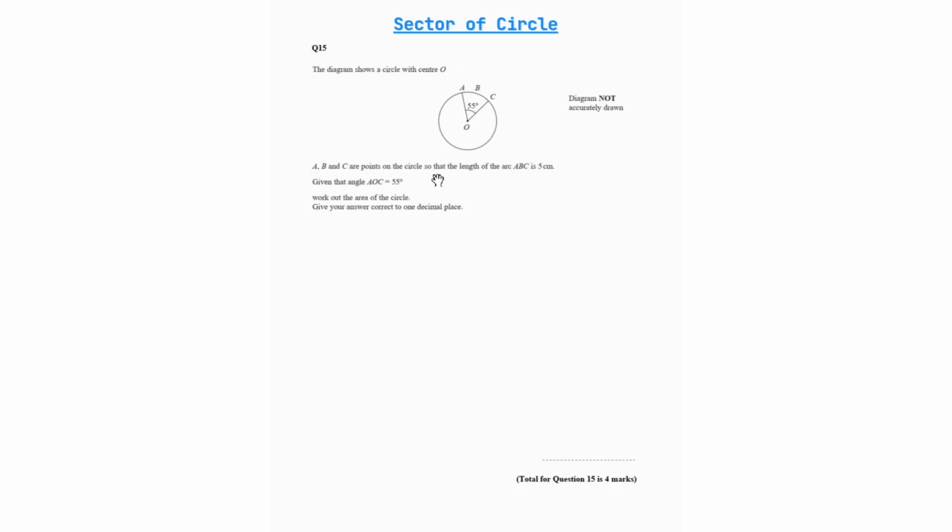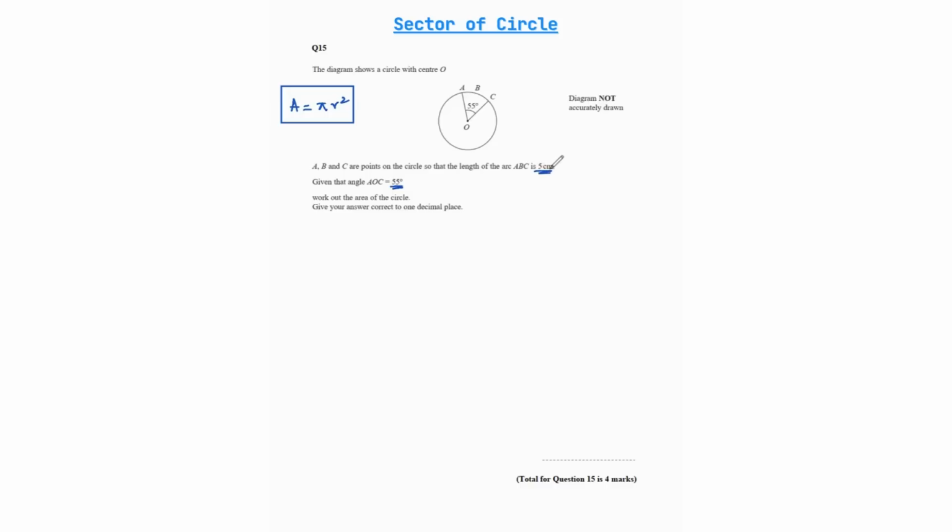Then it says the diagram shows a circle with center O. A, B, and C are points in the circle so that the length of the arc ABC is 5 centimeters. Given that the angle AOC is 55, work out the area of the circle. So area of the circle has the formula of pi r square. Looking at the information given in the question, we don't have the radius, which is what we need for the area of the circle. But what we know is the angle and the length of the arc ABC.